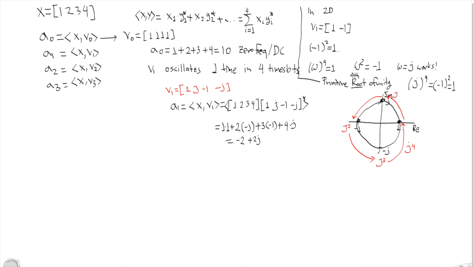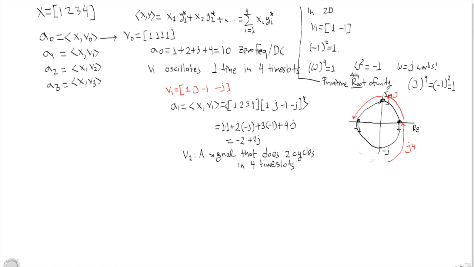Okay, now we can calculate the second Fourier coefficient, which is A2, the projection of X onto V2. So now I have to find the second signal. What would be the second signal? I'm looking for a signal V2 that does, let's say, 2 cycles in 4 time slots. Okay, so how can I do that?